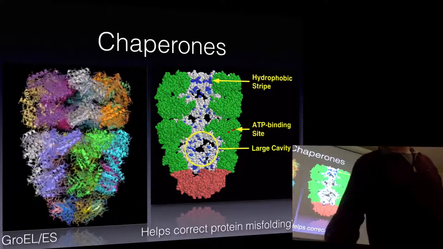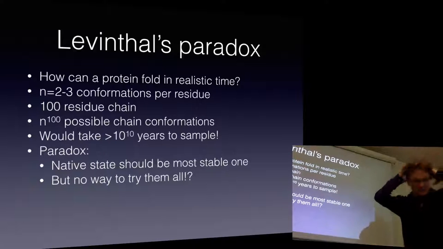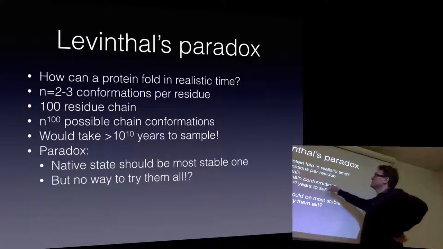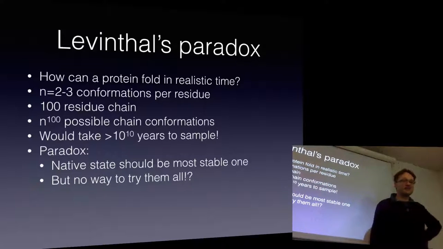So that kind of brings us back a little bit to Levinthal's paradox, right? How can a protein fold in realistic times? And we had these 100 residues we spoke about. So 2-3 conformations per residue would be 2^100, and that would be more than a billion years. Not going to happen.